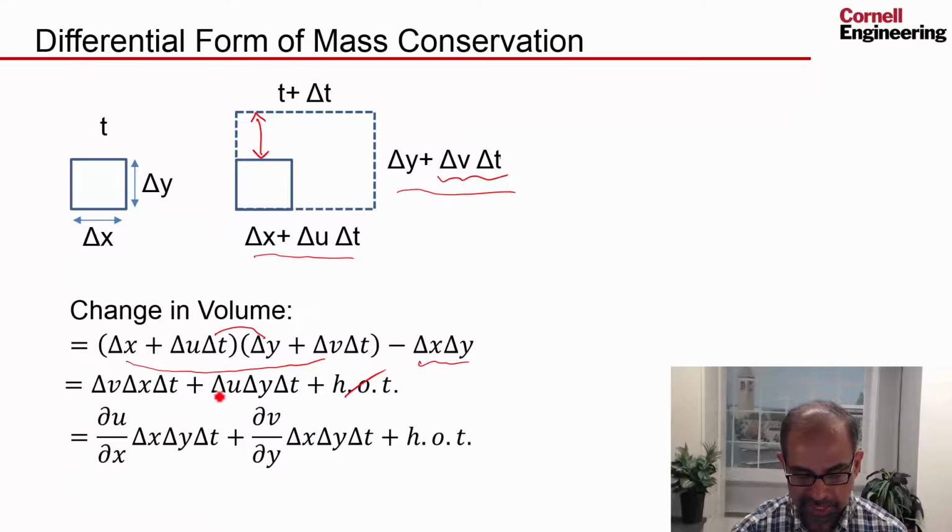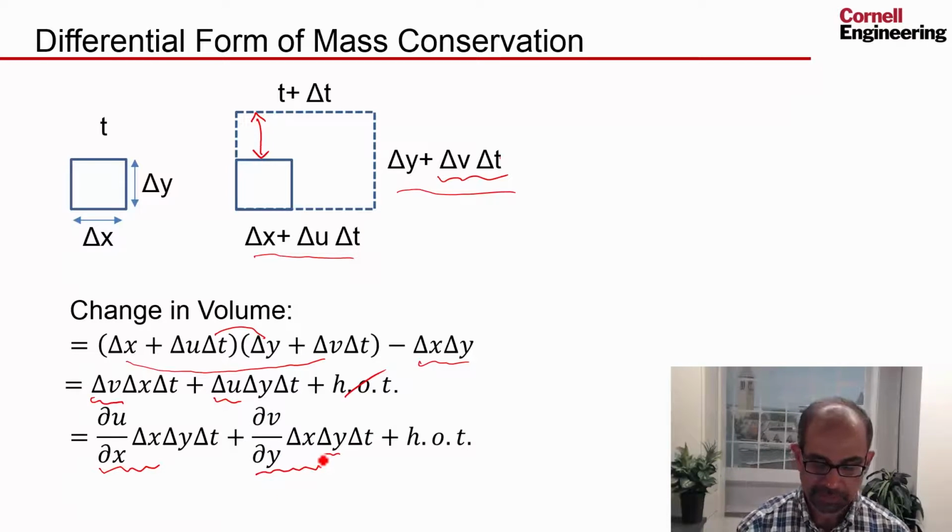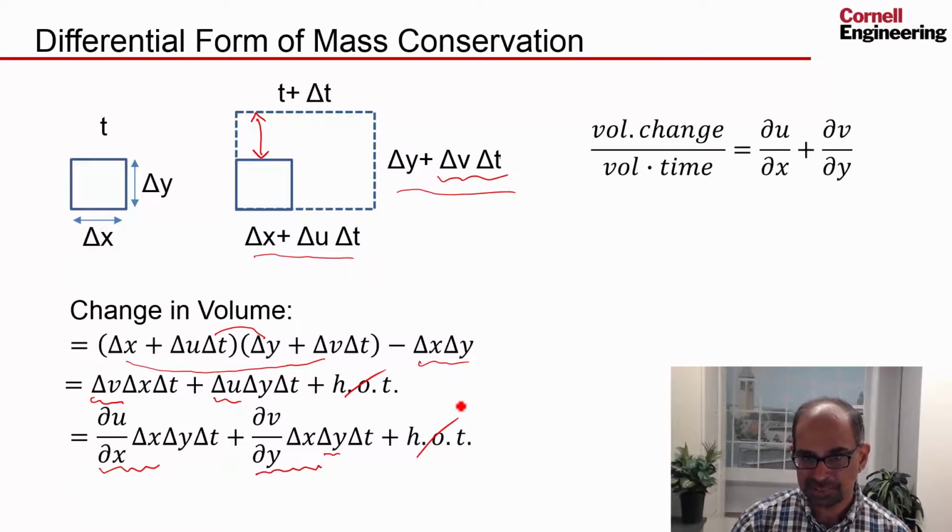And then I can write this in terms of the derivative. So delta u, we saw previously, can be written as du dx times delta x. That's what I've done over here. And similarly, delta v can be written as dv dy times delta y. And the higher order term will cancel out because it's of the order of delta t squared.